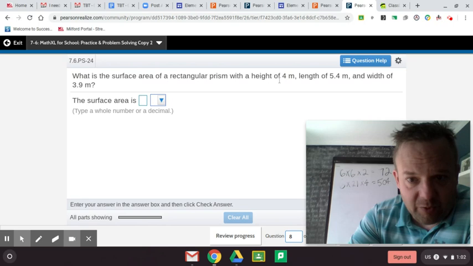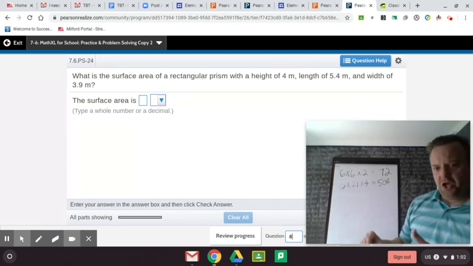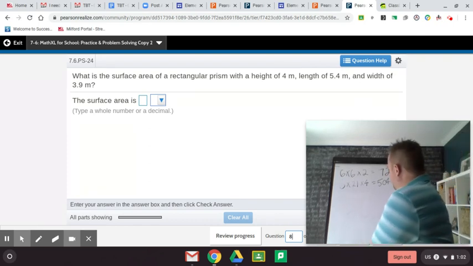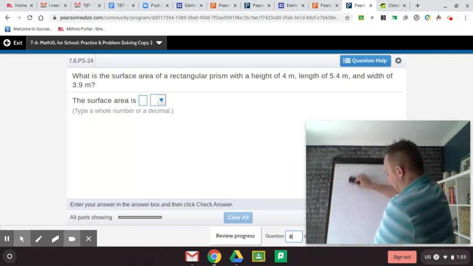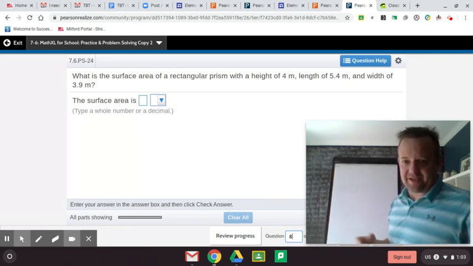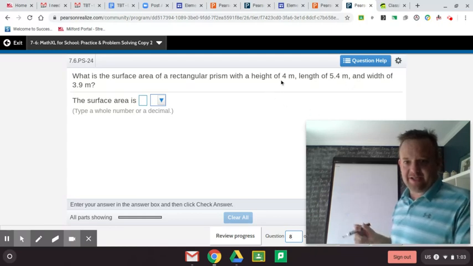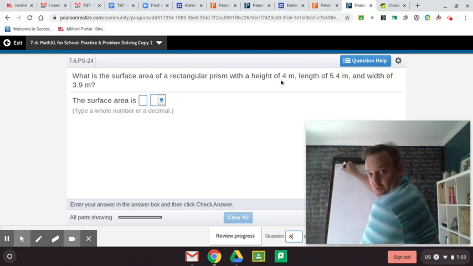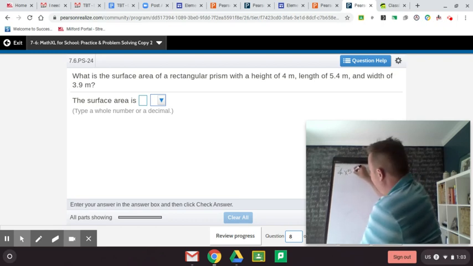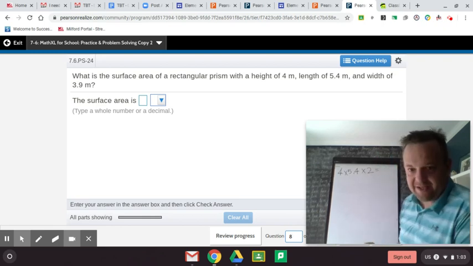What is the surface area of a rectangular prism with a height of 4, a length of 5.4, and a width of 3.9? So we're going to follow the formula. Remember, there's a front, back. The front and back are the same. The 2 sides are the same, and the top and bottom are the same. So the length times the height is the front. So 4 times 5.4. And we have 2 of those. We're going to figure out what that is.